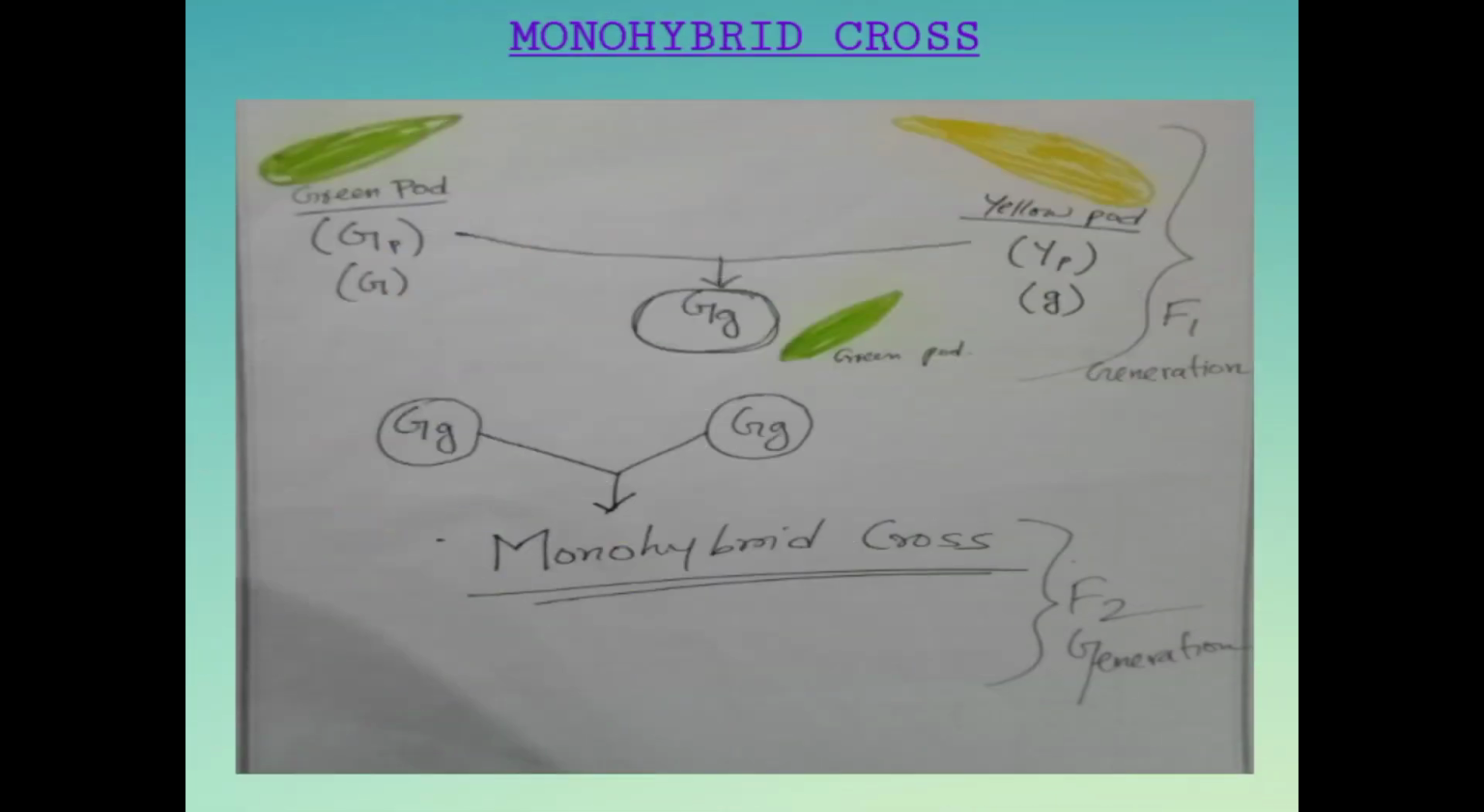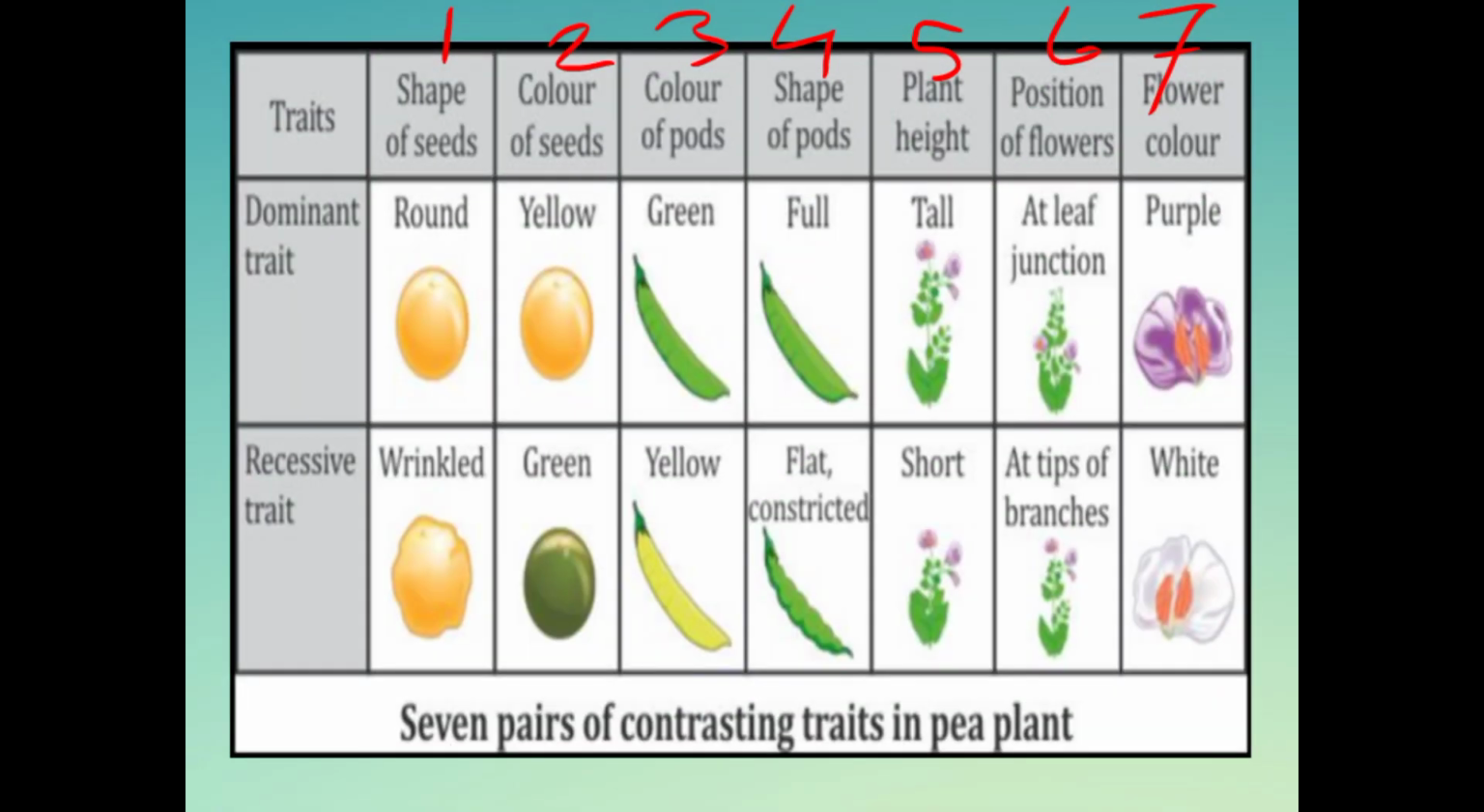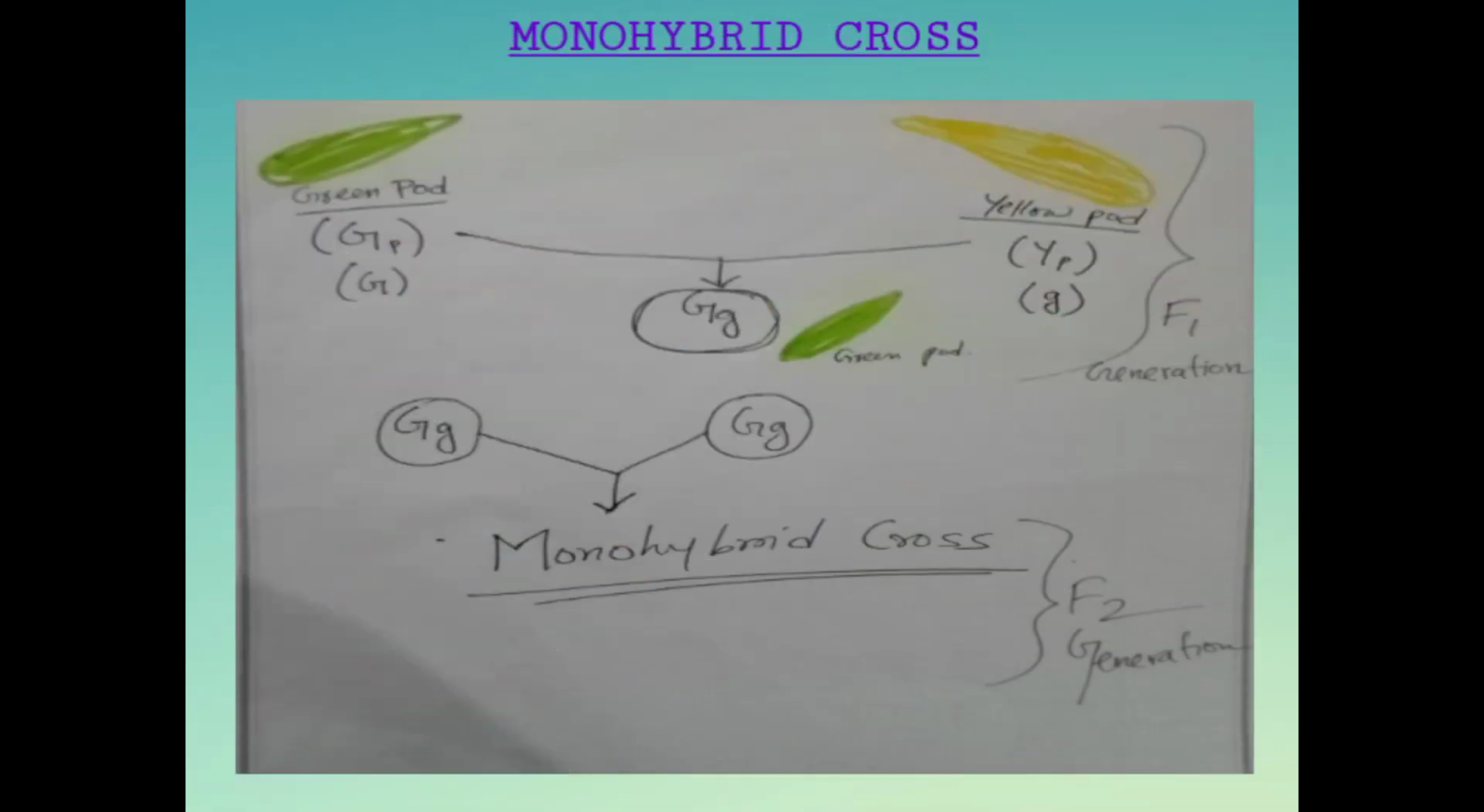Now the monohybrid cross. Here we have taken only one trait. I have taken the color of pod. We have seen that for the color of pod, green is the dominant one and the recessive one is yellow. The same thing I have taken here. This is a green pod, this is a yellow pod. So here we have two pods.